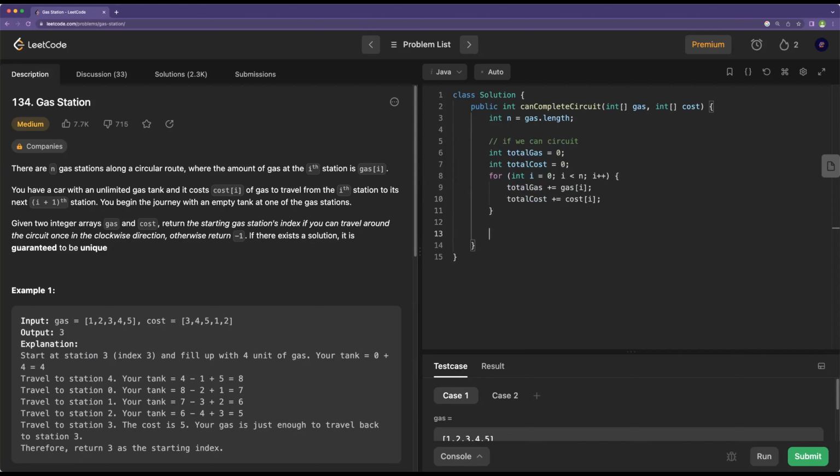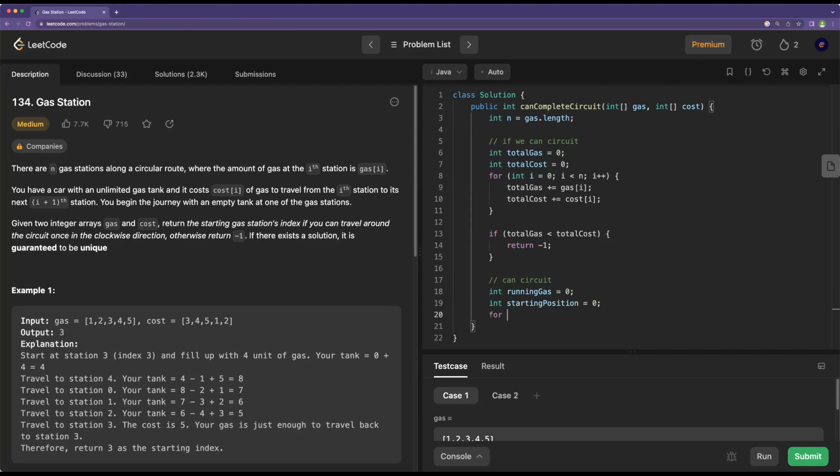So now we check if total gas is less than total cost. In this case, we know we cannot circuit back, so we return -1. Now we know we can circuit. We can complete the circuit. Now what we do? We have a running gas value, and we also should have the starting position. This will be our result as well.